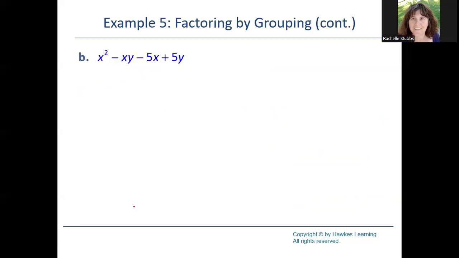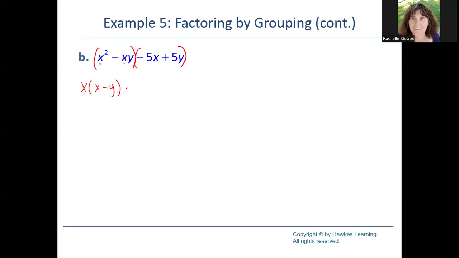All right, let's do this. And what if I grouped these two together, and I grouped these two together? Well, what's common here is just 1x. So I'll factor it out, and what would be left? x minus y. And if I did this one, what could I factor out? It looks like a -5.